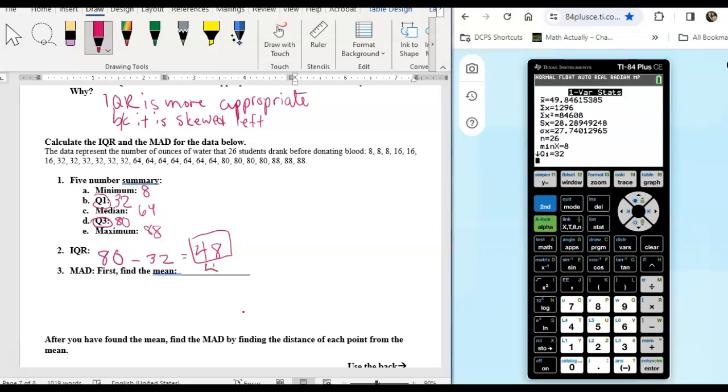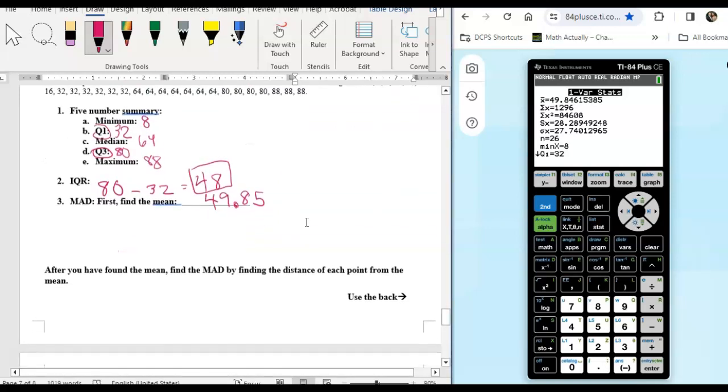It is 49.85. We'll round to the nearest hundredth. Now remember, if you are in a non-calculator section, to find the mean, you add up all the numbers and divide by the number of values. So we would add up each one of our numbers and then divide by 26. So we would get 49.846. We'll round up to 49.85.